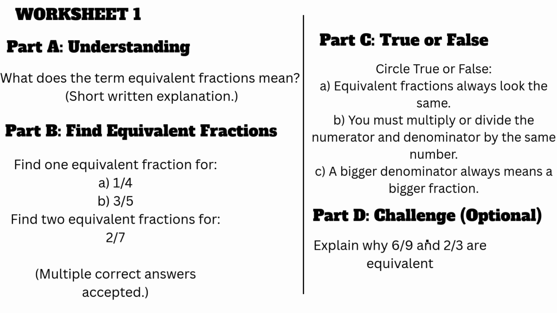For part C, it's true or false. I want you to circle true or false. The first one is: equivalent fractions always look the same. What do you think? Is this true or false? Part B, you must multiply or divide the numerator and denominator by the same number. What do you think about this one? Is it true or false? We did talk about this in the lesson. Part C, a bigger denominator always means a bigger fraction. All right, what do you think? Does it always mean that?